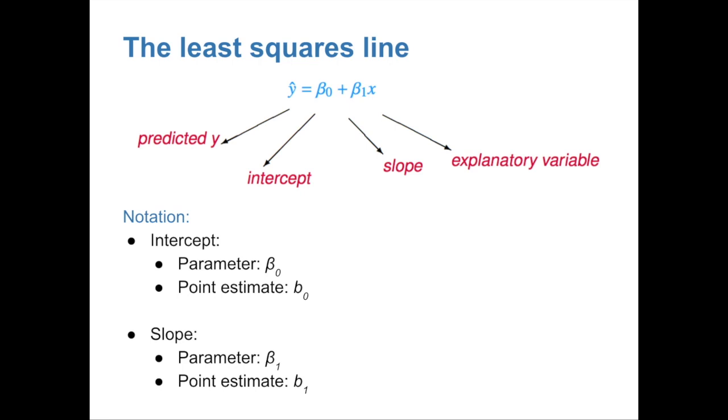So here's the least squares line. You may notice this formula looks vaguely and eerily similar to y equals mx plus b, because it is, except our slope and intercept are backwards. It is the exact same equation. We have some parameters. We have the intercept, which is beta sub 0 or the point estimate b sub 0. We also have the slope, which is listed as beta sub 1 or b sub 1, and we can interchange those values. We have our predicted y value, what we think should happen, and we have our explanatory variable.